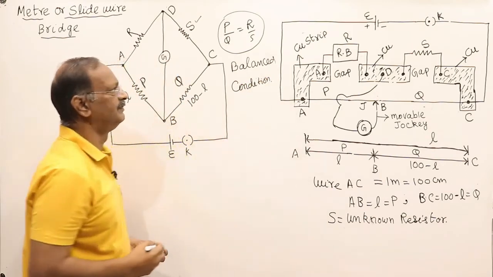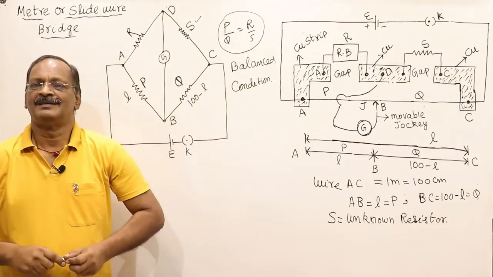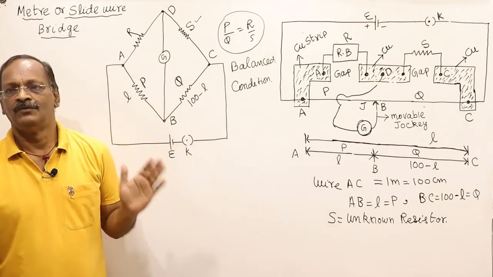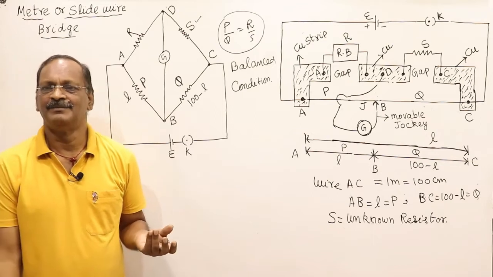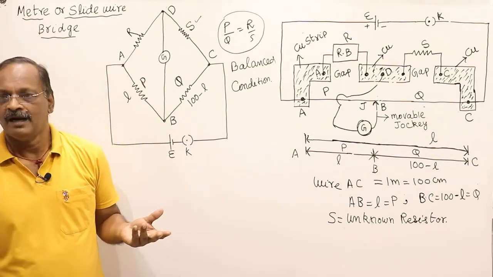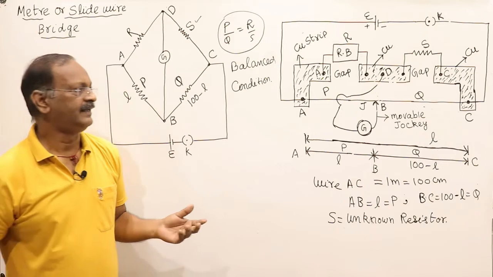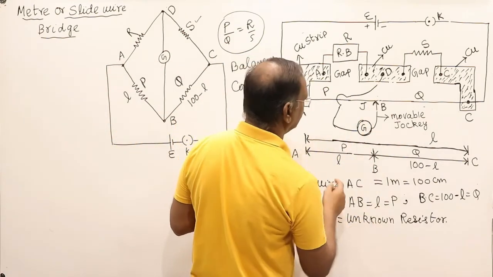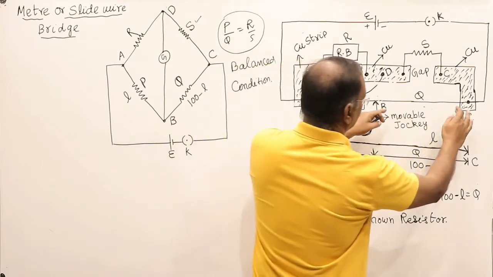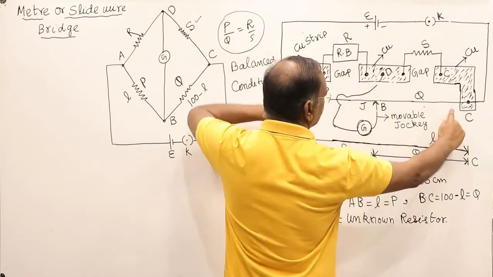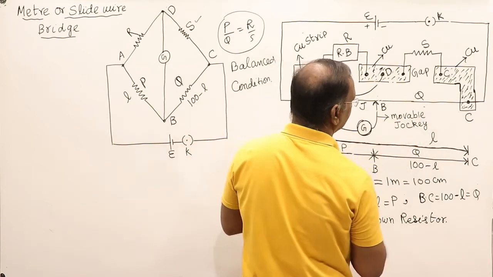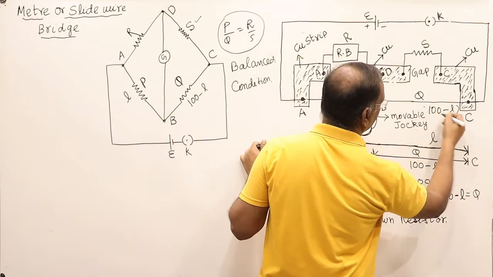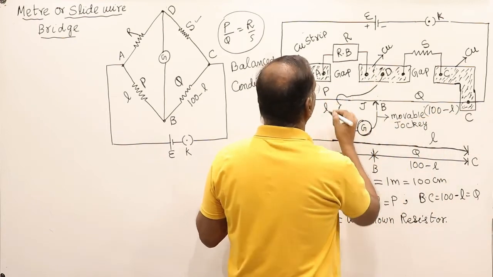So this we have to remember, balanced condition. What is the total length of the wire? The total length of the wire AC is equal to 1 meter. That is why it is called meter bridge, which is equal to 100 centimeter. The length of wire AB is L centimeter. And obviously the length of the wire BC is 100 centimeter minus L, 100 minus L, and this is L.